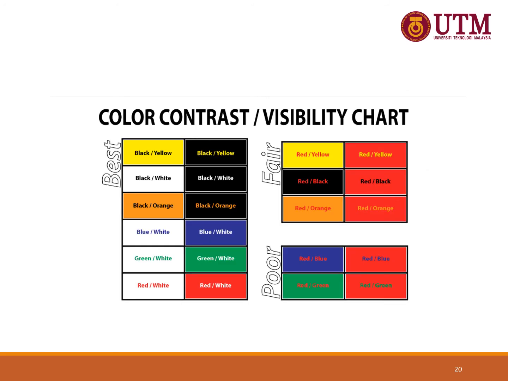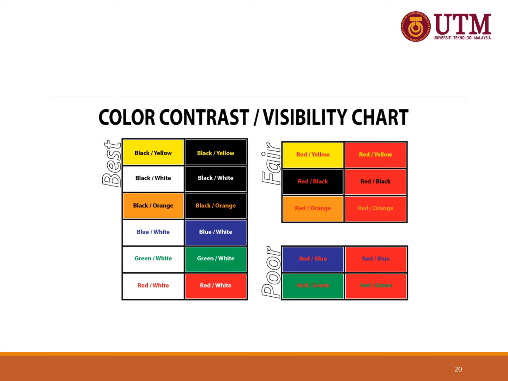And here is some of the color contrast that you need to follow. For example, this is the best color combination. If you want to use a yellow background, then go for black text, okay? And if you want to go for a black background, then go for yellow text, and so on. This is the best combination, the first table. While on the other hand, there is fair visibility, for example, yellow and red, red and black. It's not good, but it's still readable.